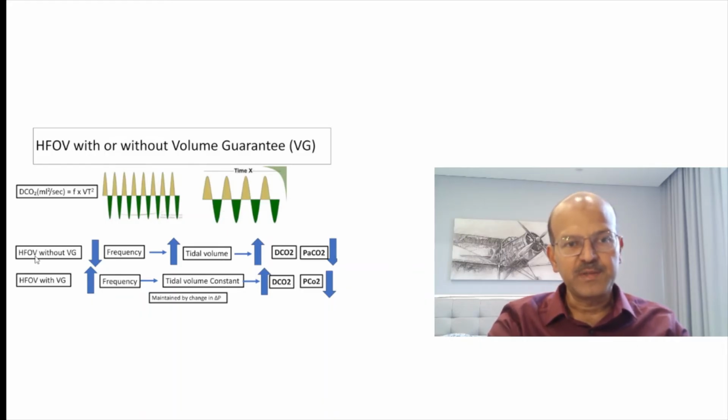In terms of high frequency without volume guarantee, when you reduce the frequency, you have an increase in tidal volume, and so we increase the DCO2 and reduce the PaCO2. But with volume guarantee, the tidal volume is constant, so when the frequency increases, because of this formula, your carbon dioxide will reduce and the DCO2 will increase. So you have to remember this difference when you are looking at volume guarantee.